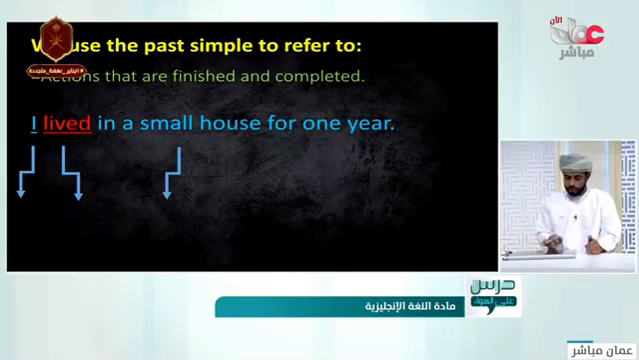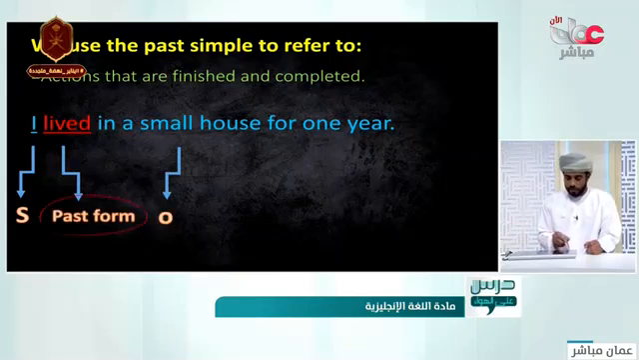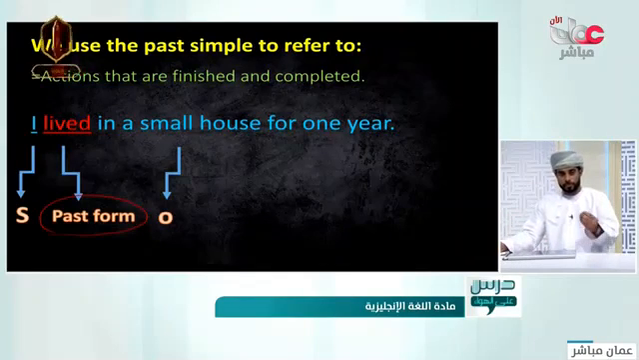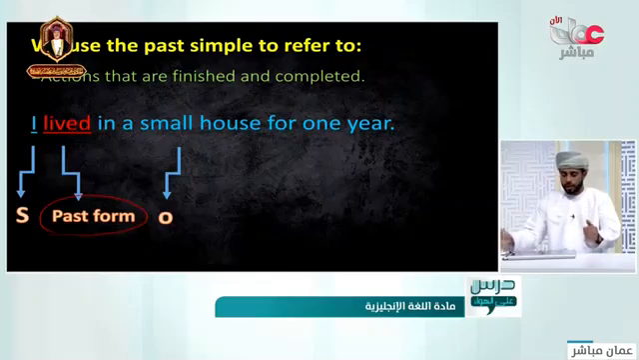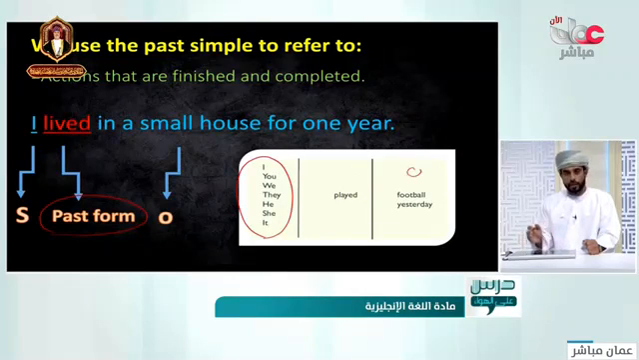The structure of the sentence: we start with the S, the past form, and the O, the object. So it's very simple. Just use the past form. This is the way. Subject, past form, and the object. S, V, O.